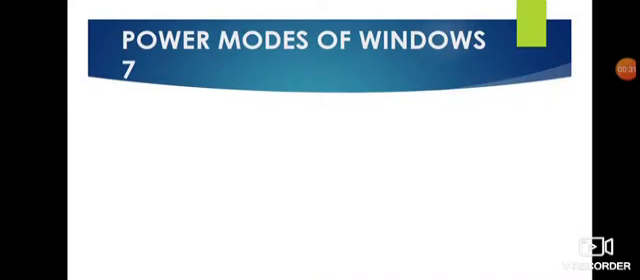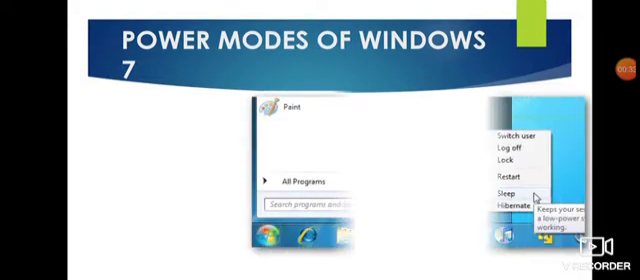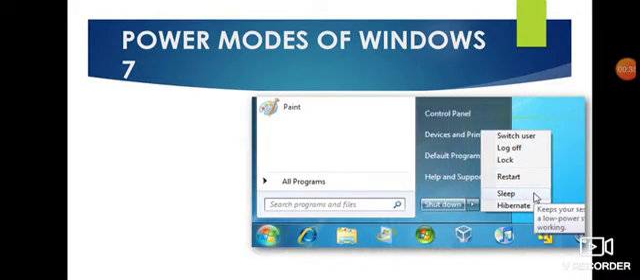Power modes of Windows 7. Whenever you are going to the shutdown, you can see these many options: switch user, log off, lock, restart, sleep, and hibernate. We will see what is sleep and what is hibernate.